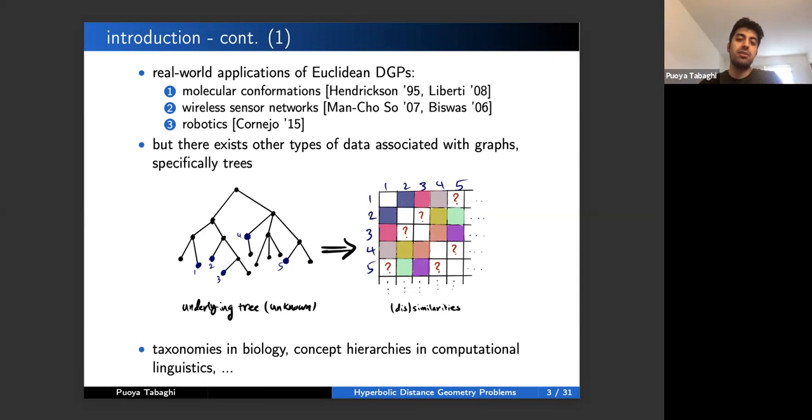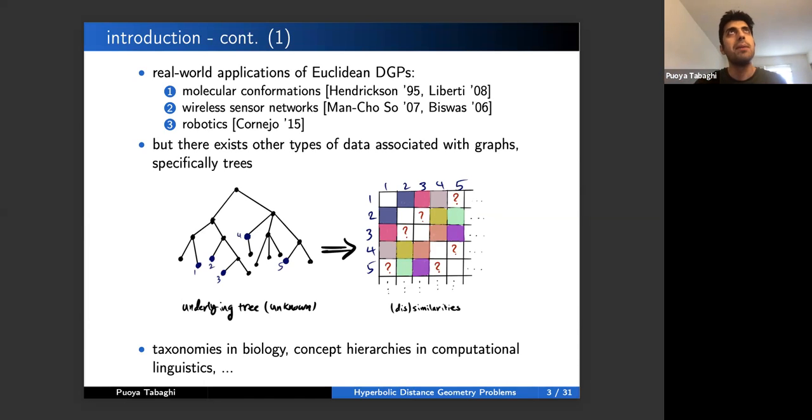And such data can be found in many domains. For instance, you can think about taxonomies in biology, where we have different species, and we know that there is an underlying tree that explains the different categories of these species. And so if you want to find a representation and visualize this taxonomy, then we're talking about embedding a tree. Another application would be concept hierarchies in computational linguistics, where we have, for instance, words that have semantic hierarchies between each other.